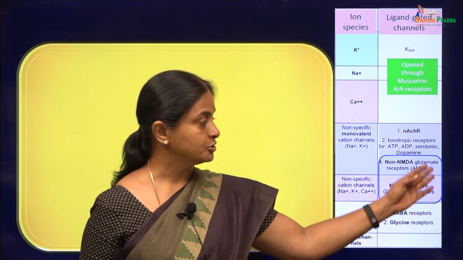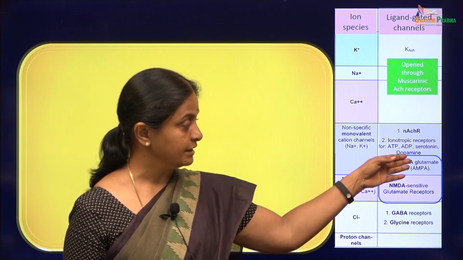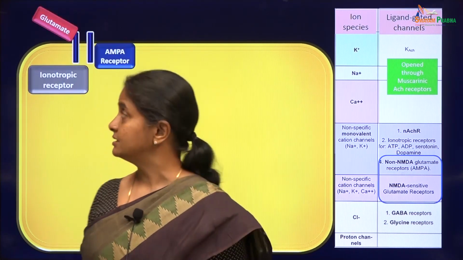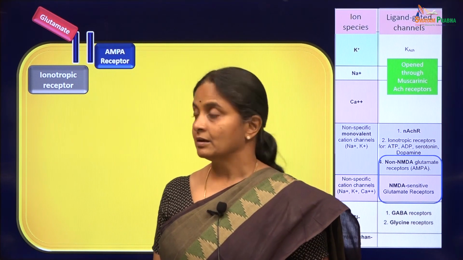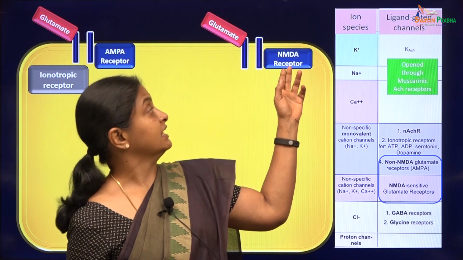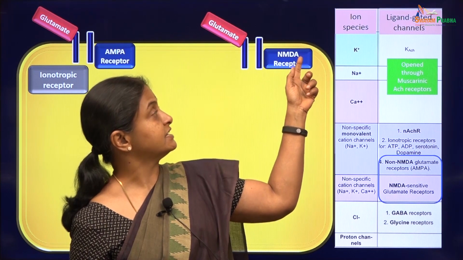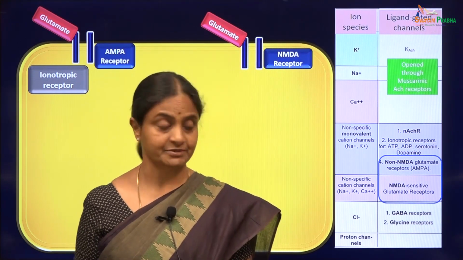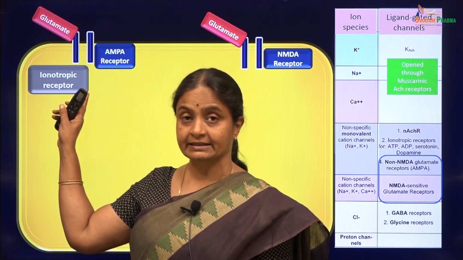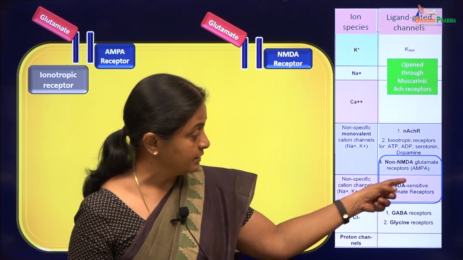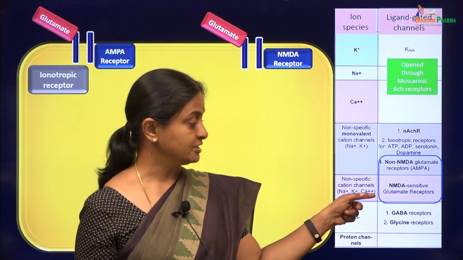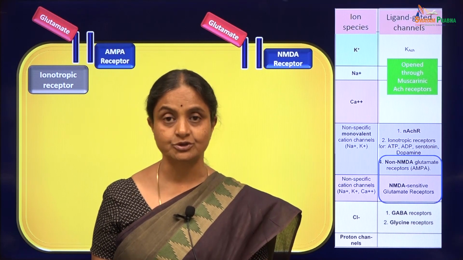Now, let us move on to the glutamate receptors, NMDA and non-NMDA glutamate receptors. We are going to look at only one non-NMDA glutamate receptor, the AMPA receptor. AMPA is a blocker for that receptor. NMDA receptors are called thus because N-methyl D-aspartate is a blocker for this type of glutamate receptor, while this one is a non-specific monovalent cation channel like the nicotinic acetylcholine receptor. The NMDA sensitive glutamate receptors are non-specific cation channels which also permit the divalent cation calcium to go through.